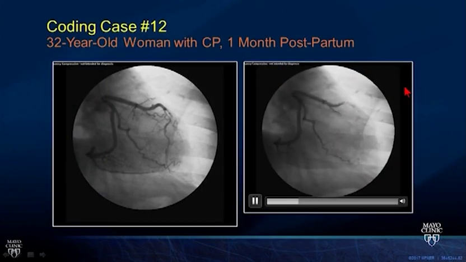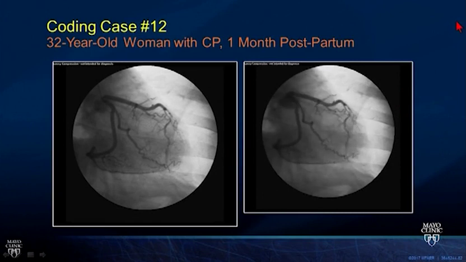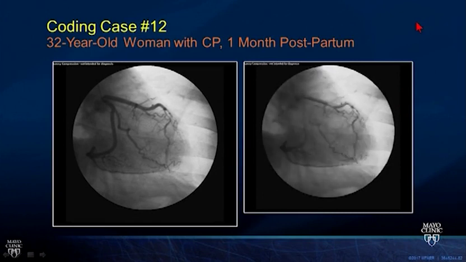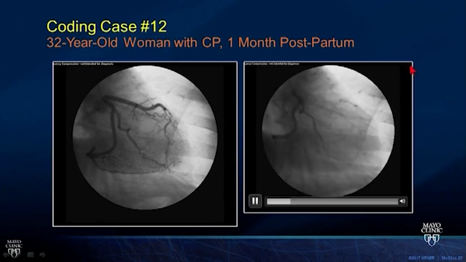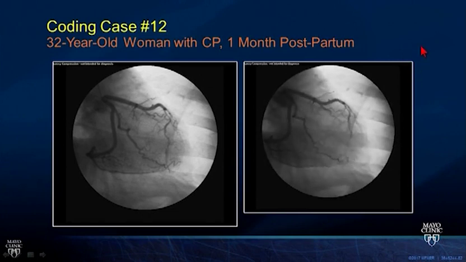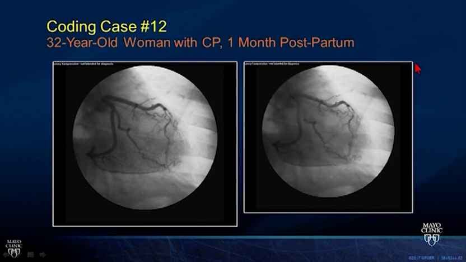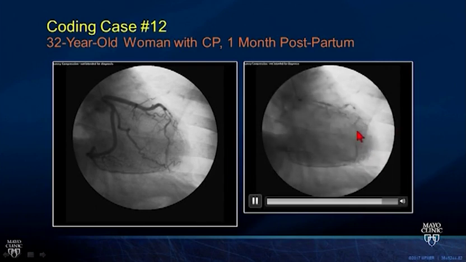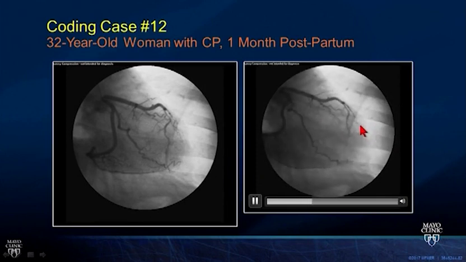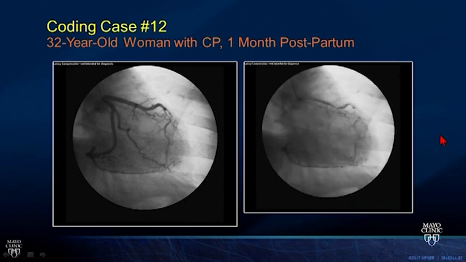And here's a postpartum 32-year-old woman who presents with chest pain. Whenever you see postpartum, think about spontaneous coronary dissection. And you can see here that there's linear lucency in the distal LAD, almost a train track type appearance, and that's indicative of dissection. So I would say severe stenosis of the LAD in this case, and dissection.